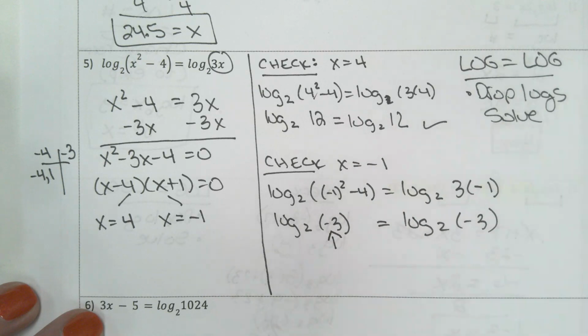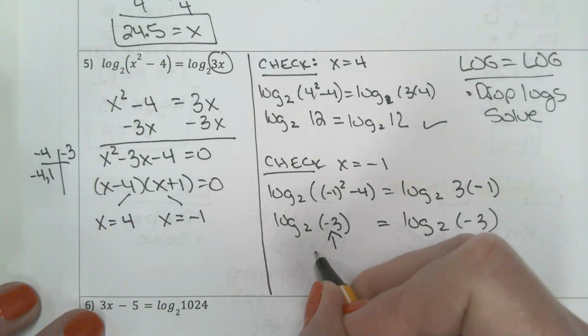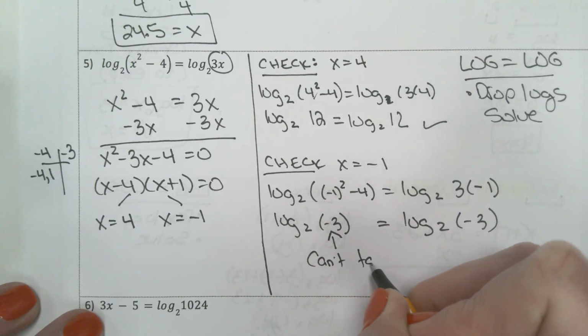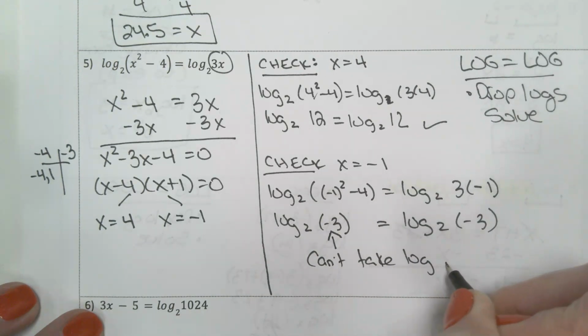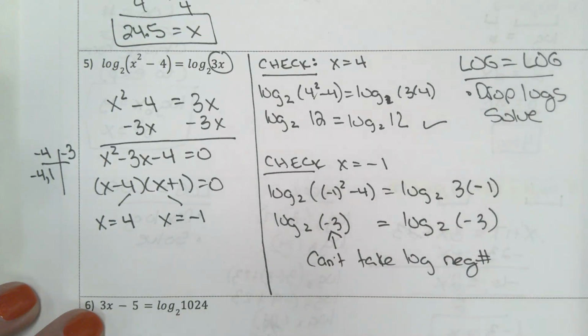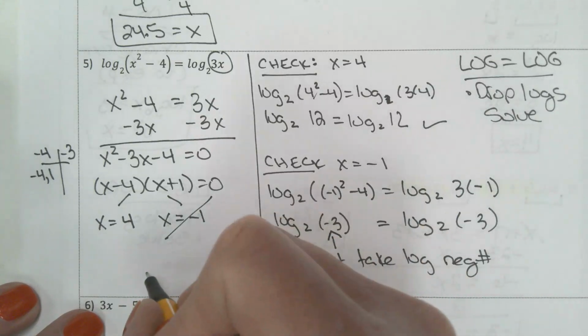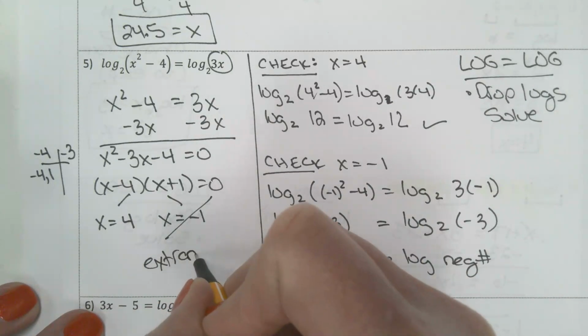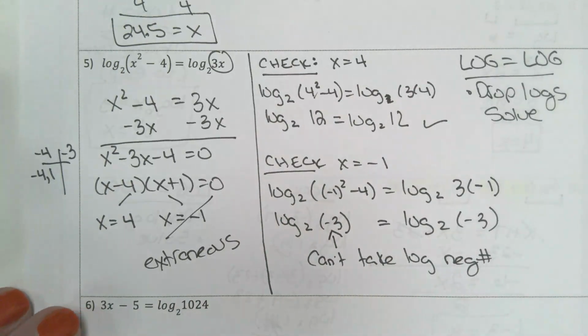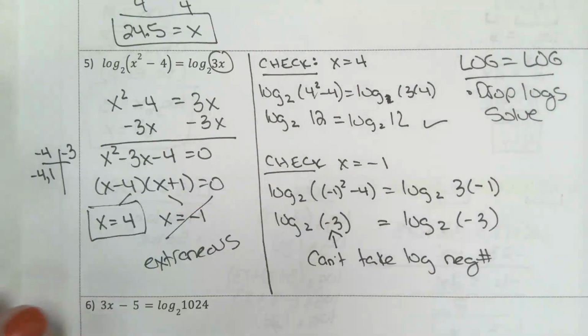However, your stopper is right there. You can't take the log of a negative number. Therefore, we are going to have to cross out -1 as a possible answer and write extraneous. So actually, x equals 4 is your only good answer.